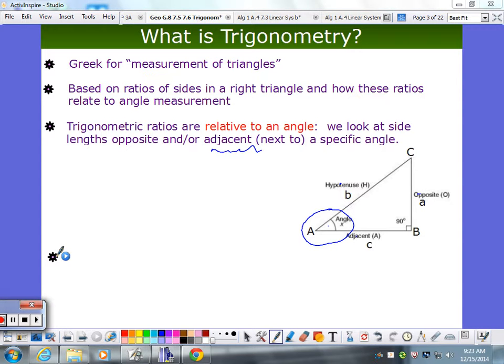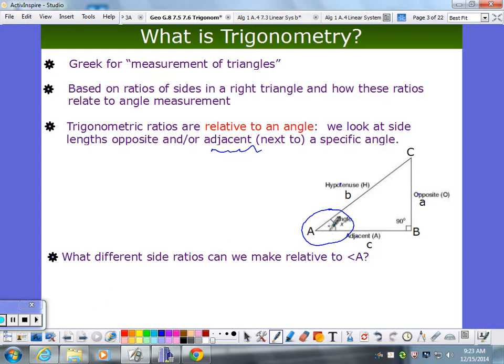So what different side ratios can we make relative to angle A? So what's a ratio? Something to something. Like I can say an opposite compared to a hypotenuse. I can measure those lengths. I can make a ratio. I can do adjacent compared to hypotenuse.